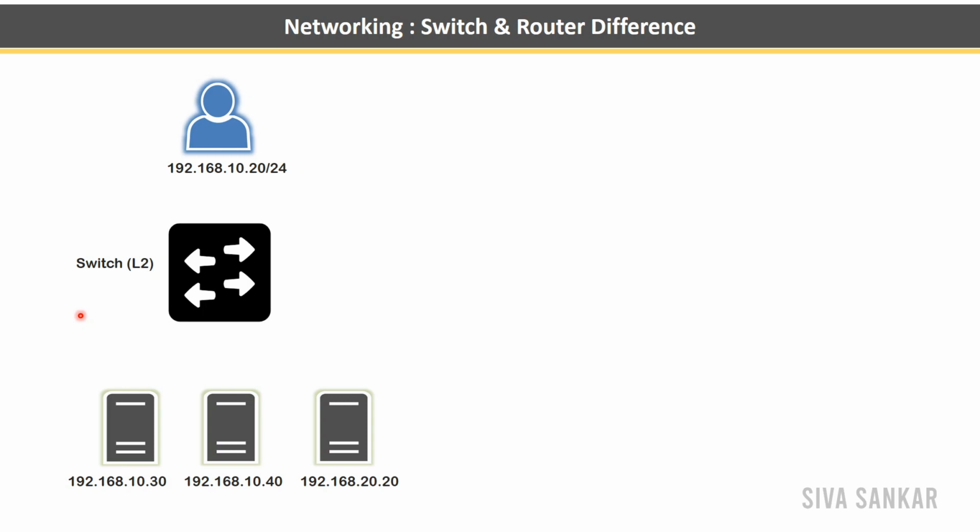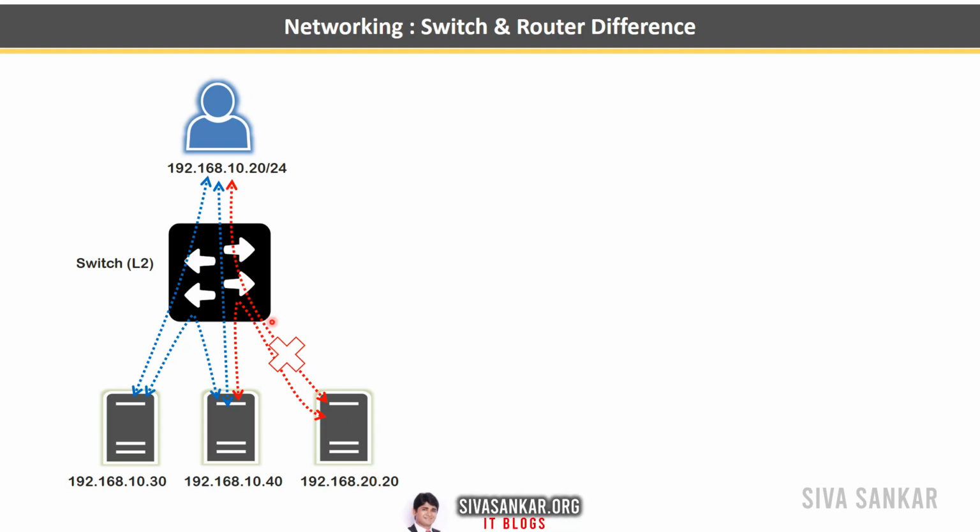A switch is a typical L2 device. Let's say you have a VLAN, 192.168.10.x/24. All the devices connected to that switch in that subnet can talk to each other. Let's say you have a different subnet, 20, and this one is 10. If subnet 10 wants to talk to subnet 20, they cannot, because the switch doesn't know how to route the traffic.